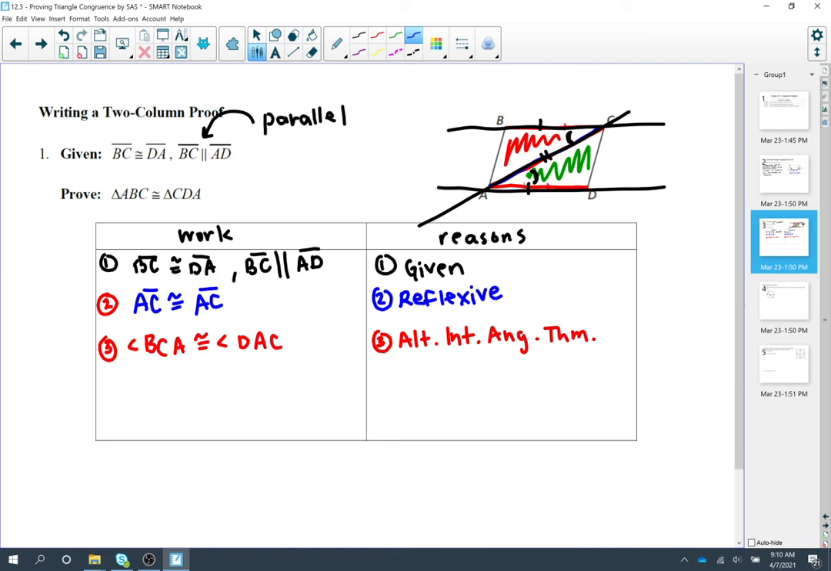So now I have enough information in step 4 to prove that triangle ABC is congruent to triangle CDA, and the reason is because of the side angle side congruence theorem. And for that, you can just write SAS.